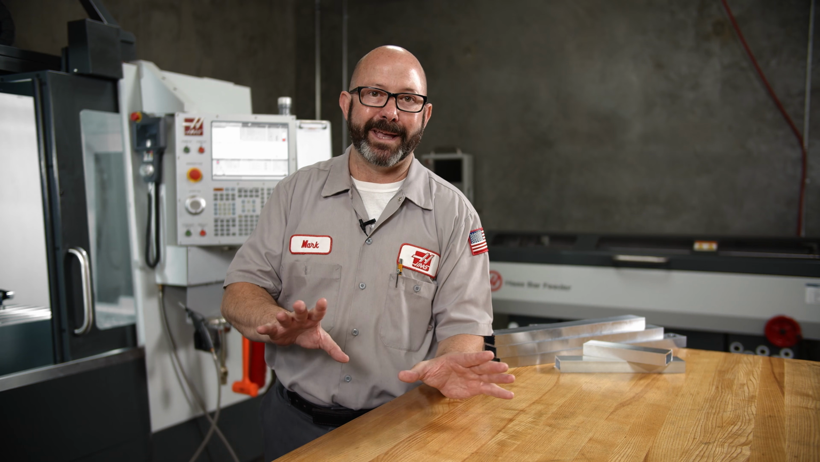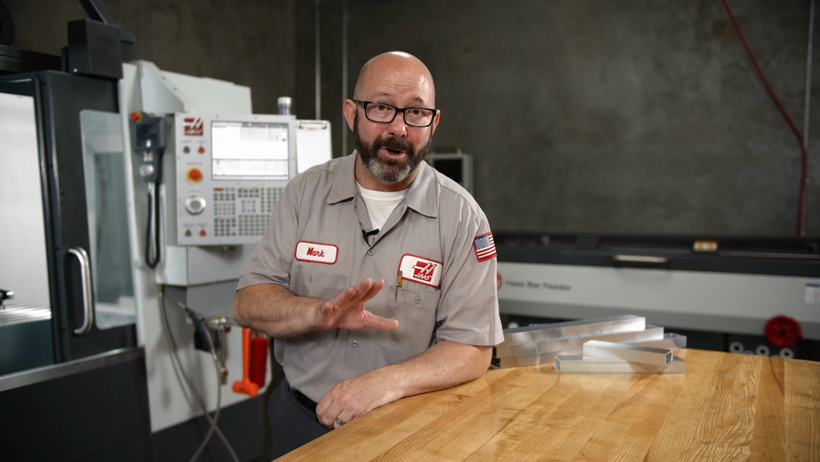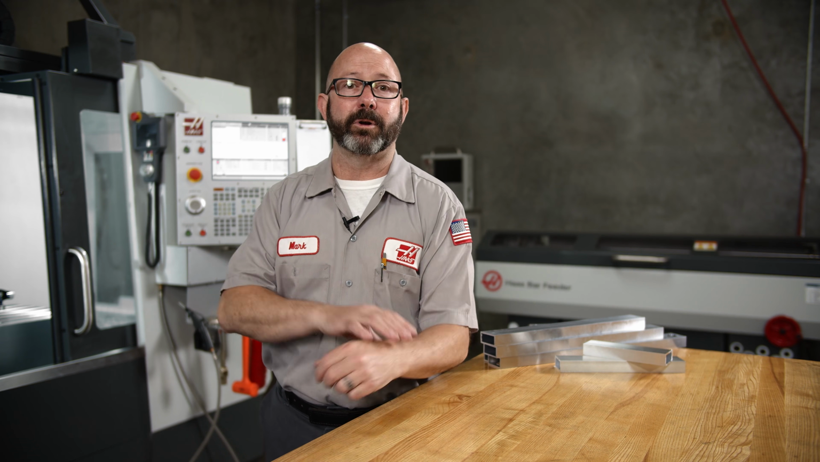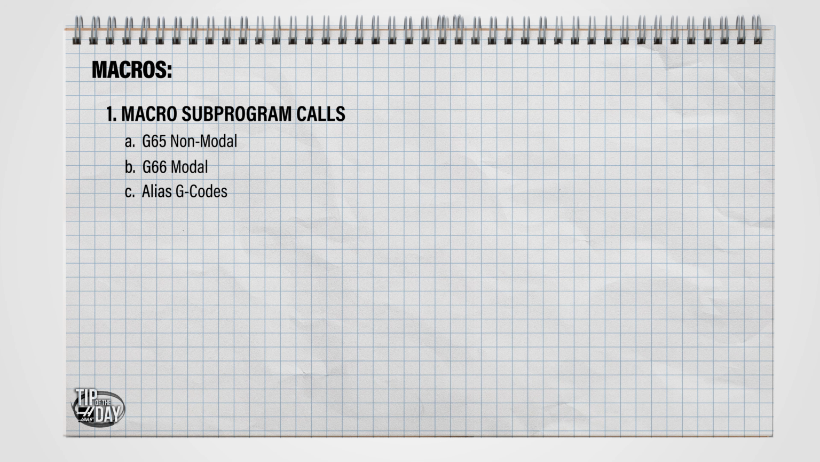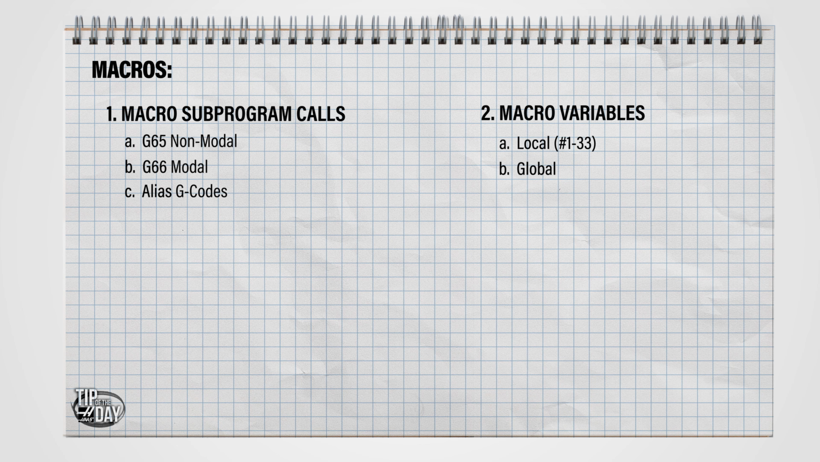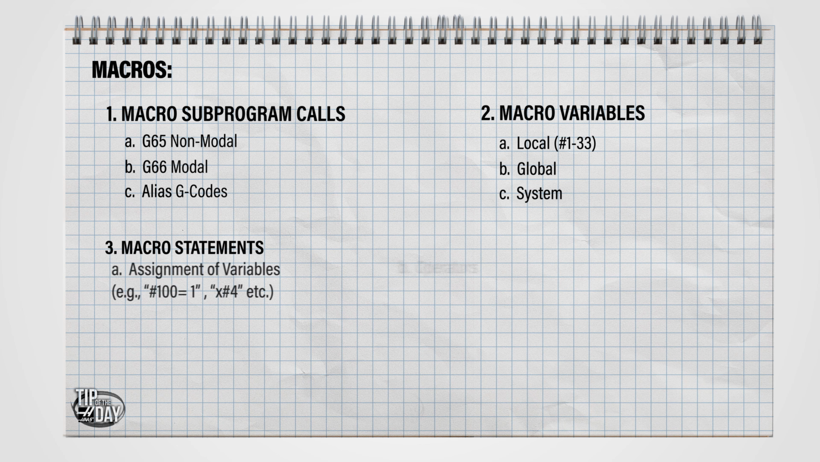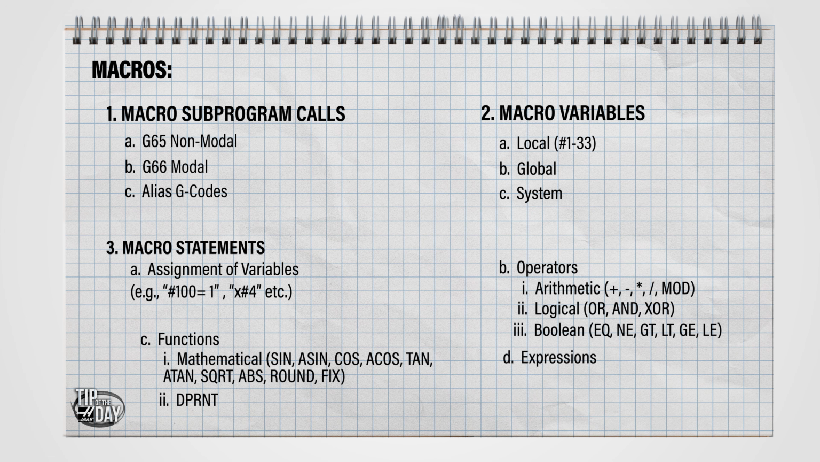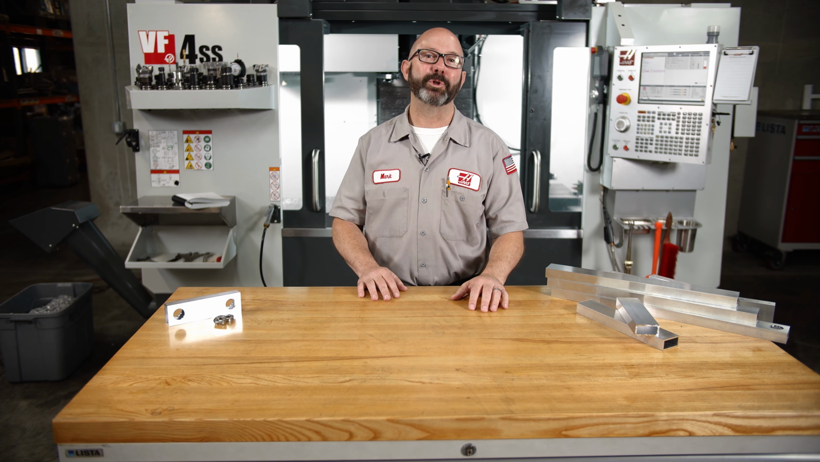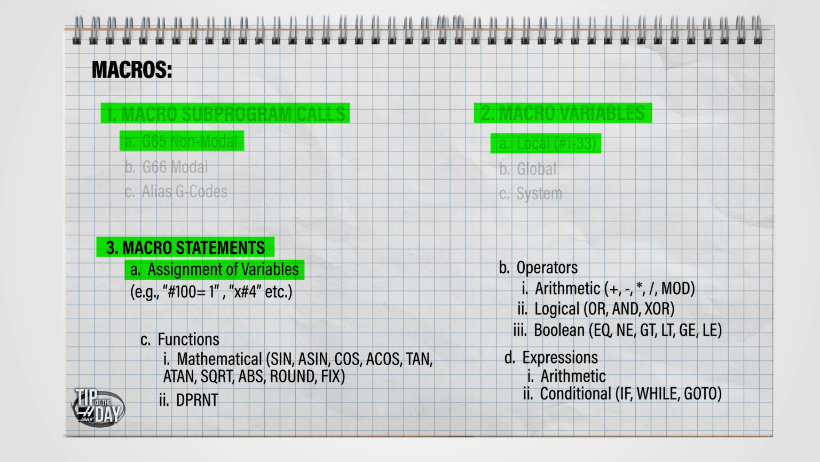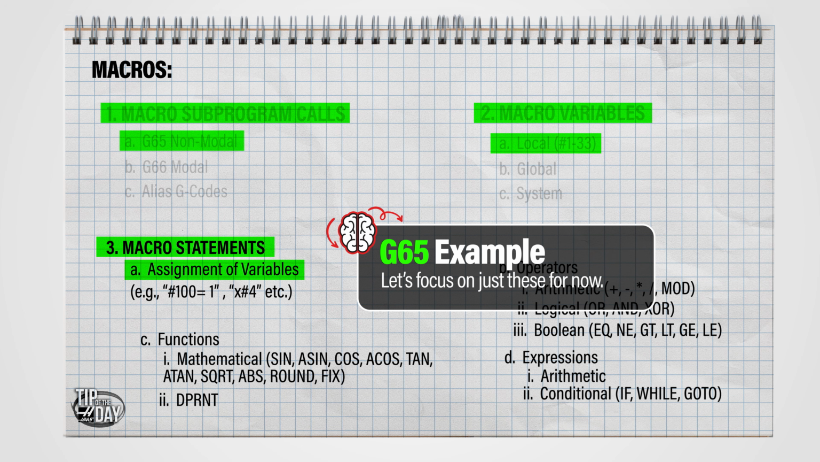Now, we're going to expand this outline for a moment so you can understand the scope that macros can take. Don't freak out. Macro subprogram calls: G65, G66, and Alias G codes. Macro variables: local, global, and system. And all kinds of macro statements that we use to perform math and logical operations. That's a lot to take in, so let's roll things back a little bit and we'll look at an example where we can focus only on G65 macro calls, local variables, and the assignment of those variables.